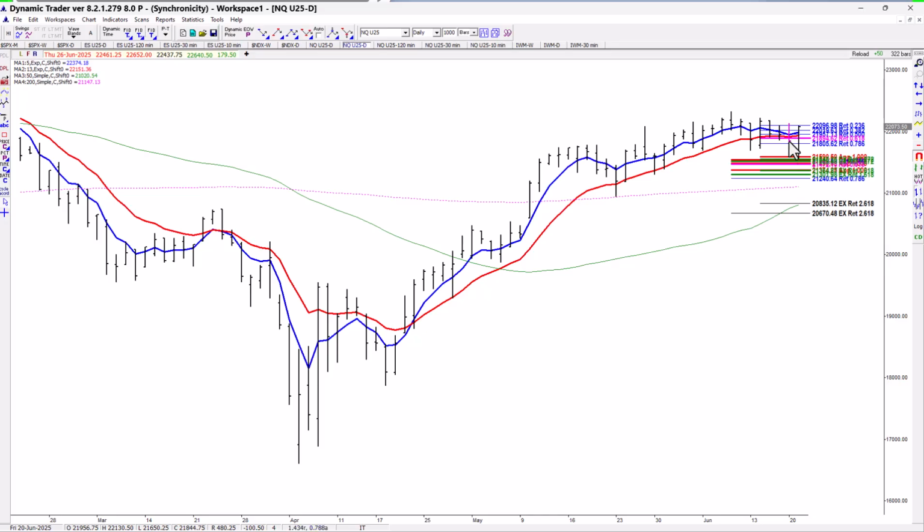Okay, and extensions are essentially retracements beyond 100%. That's where I'm using 1.272 and 1.618, and then sometimes 2.618. All right, I'm just getting rid of some of the other ones that are a little bit further away.